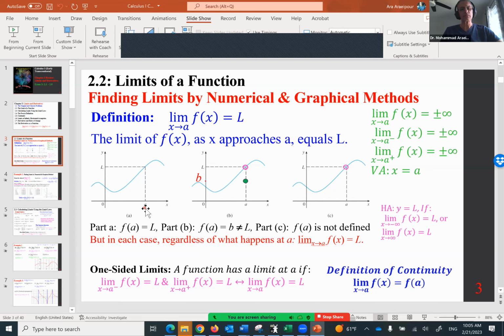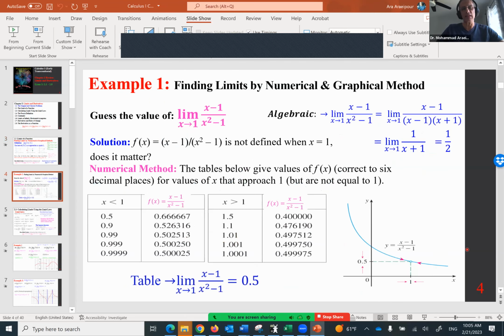Part A is also continuous at a because f of a is equal to L, and that's the definition of continuity. In this case, f of a is defined, but it's not equal to L, it's equal to some other value, in this case b. And in the third case, f of a is simply missing, it's undefined. All of them tell us we have the same limit, but it's discontinuous at a.